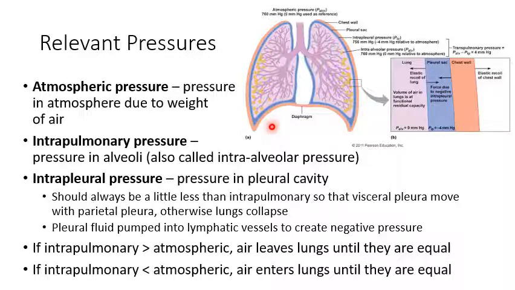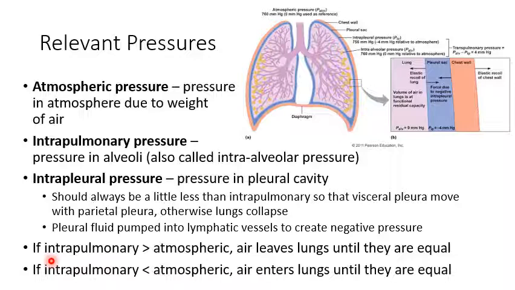If you don't have that, the lungs are going to collapse. If you have a punctured lung, what that actually means is that you punctured the pleural cavity, so the intrapleural pressure would then equalize with the atmospheric pressure, and will not be lower than the intrapulmonary pressure, and at that point the lungs will collapse. That's what's called a pneumothorax if you've punctured the pleural cavity.